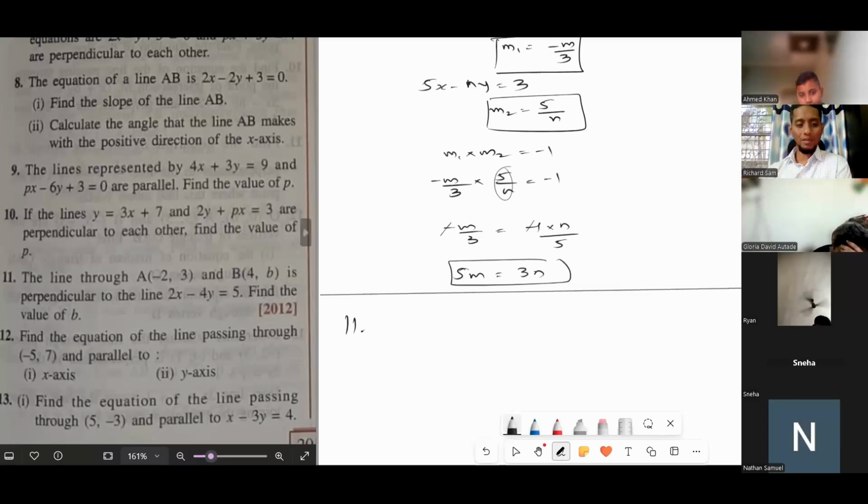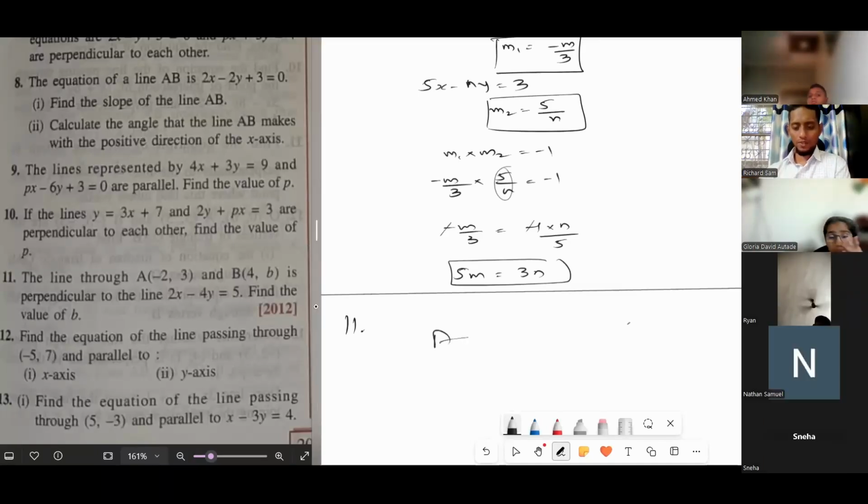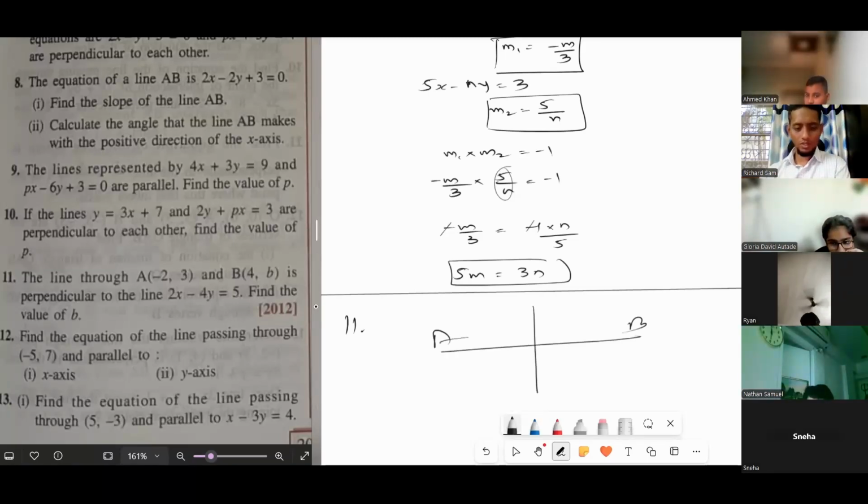The line through A and B is perpendicular to this line. So if this is A and this is B, the line passing through A and B is perpendicular to this line, 2x minus 4y is equal to 5. So two lines are there. For the first line, we have 2 points. For the second line, we have the equation. Find the value of b, which is the coordinate of capital B.